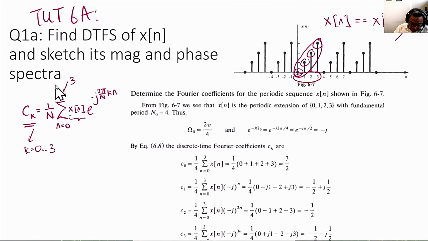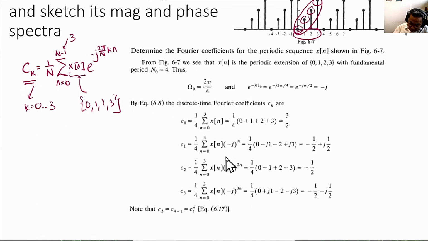Now the values of x of n are 0, 1, 2, 3, and now we can actually compute this by hand because this is relatively simple, and this is the answer for the 4 coefficients C0, C1, C2, C3.